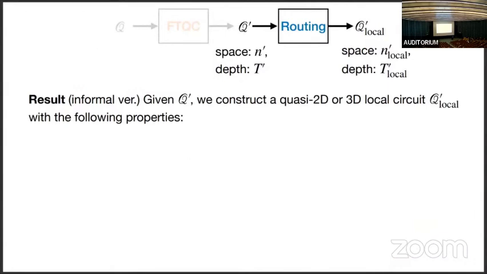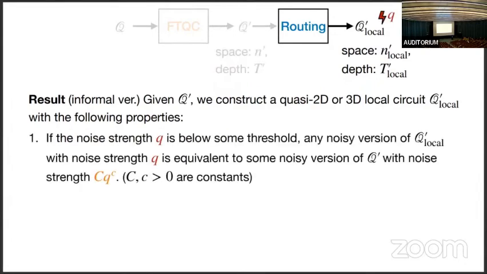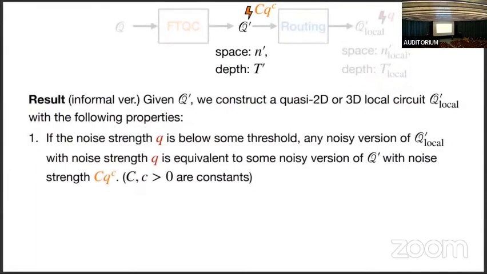More in detail, we can say in this way. Given Q prime, you construct Q prime local with the following properties. If your Q prime local is under local stochastic noise with strength below some threshold, then that circuit is equivalent to some noisy implementation of the input quantum circuit Q prime.